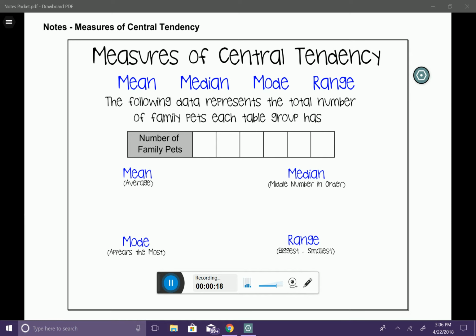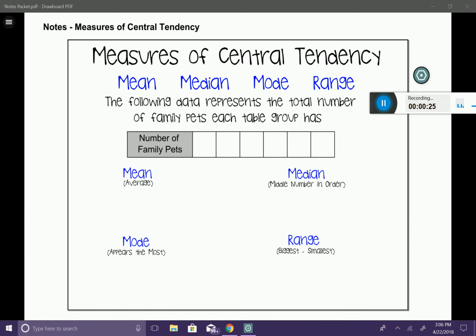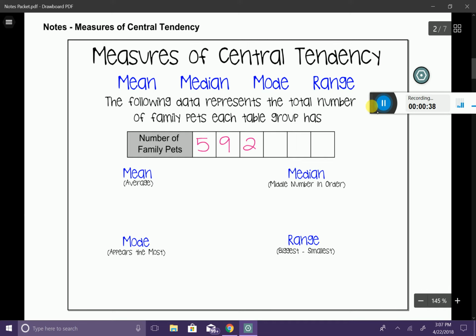So this is something that we did in class, but for the purpose of the example, I'm going to make up some numbers here. Okay, the number of pets that table 1 had was 5. The number of pets that table 2 had was 9. Table 3 had 2. Table 4 had 12. Table 5 had 6. And the last table had 5. Okay, so we want to determine, using this data set, the mean, median, mode, and range.